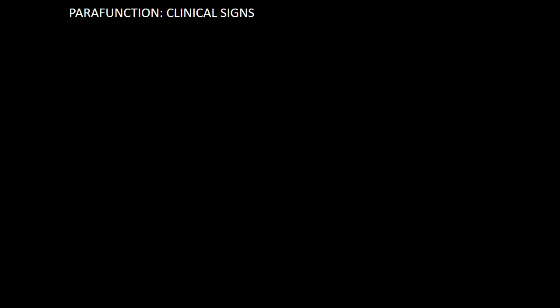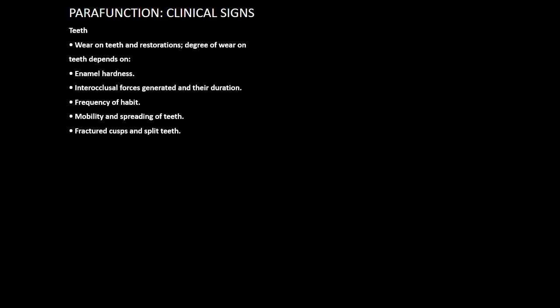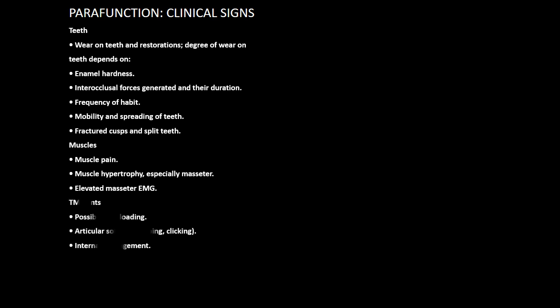Well, the parafunctional clinical signs may be on the teeth, which is recognized as wear on teeth and restoration, and the degree of wear on the teeth will depend on the enamel hardness and the forces generated and their duration, also the frequency of the habit, mobility and spreading of teeth, fracture, cusp and split teeth. Well, the parafunctional signs on the muscle include muscle pain, muscle hypertrophy, especially masseters, and elevated masseter electromyography. And regarding the TMJ, there will be possible overloading or articular sounds such as popping and clicking.